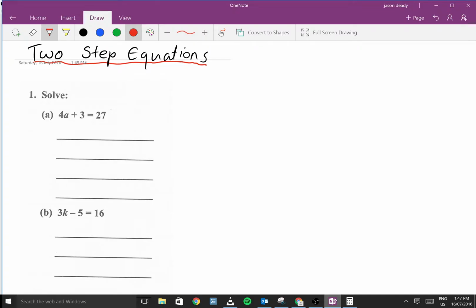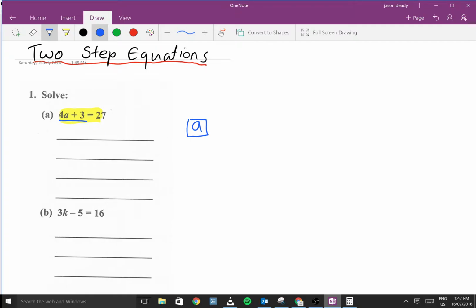Okay, so with this, I'm looking at my equation, and pretty much I want to solve it for A. So that's where I'll start. What I'll do is I'll just write my A, and I'll put that in a little box. Okay, and my first question is, what happened to that A first by BODMAS in 4A plus 3 equals 27?